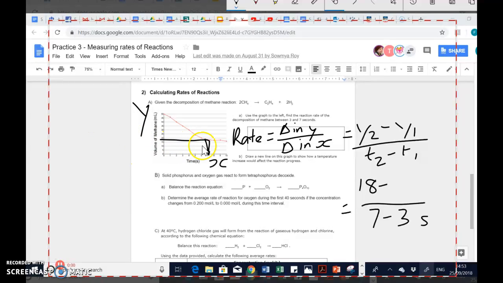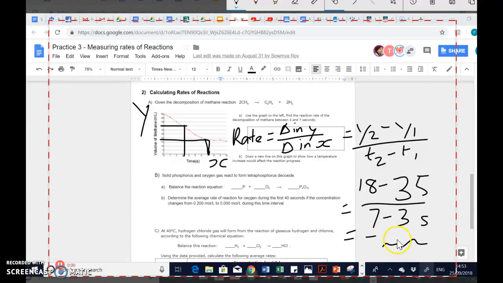What's our initial value? What's our value for y when x is 3? So again, we go up from 3 to this graph and then across. And it's 35. So it's 18 take 35. So that's going to give us the answer, which is negative something or other.